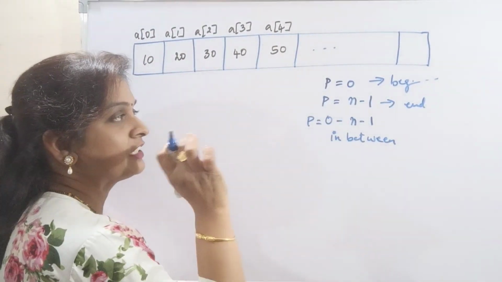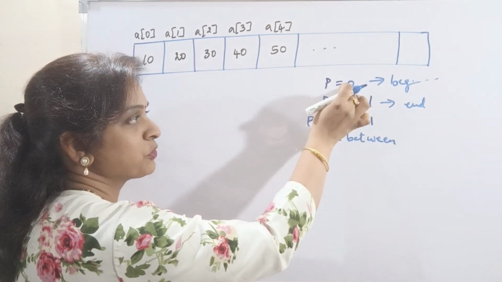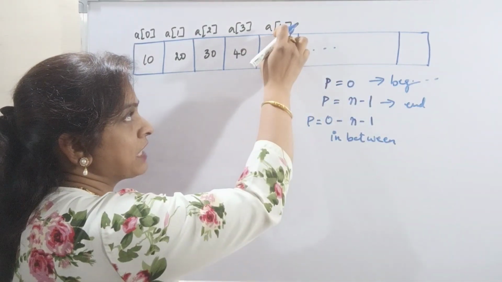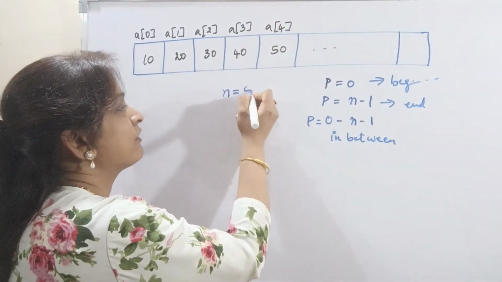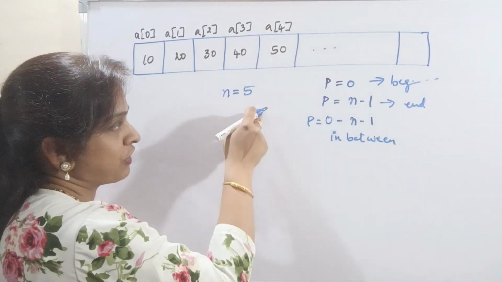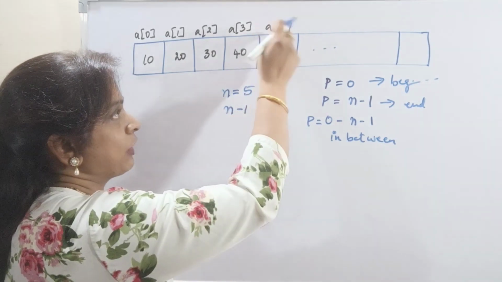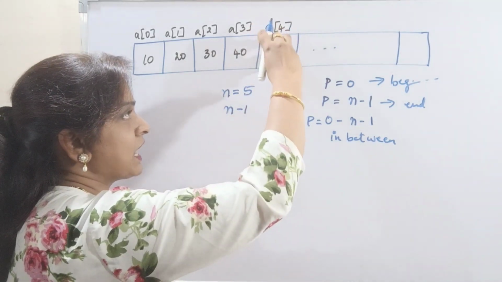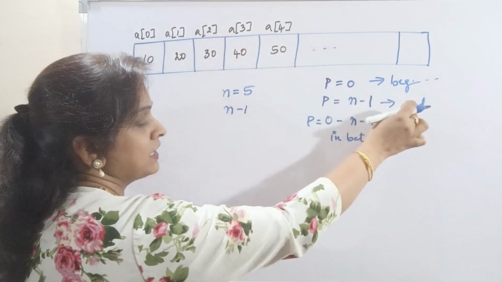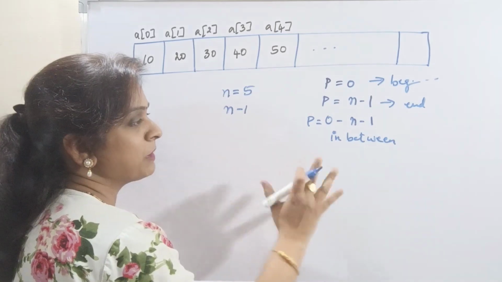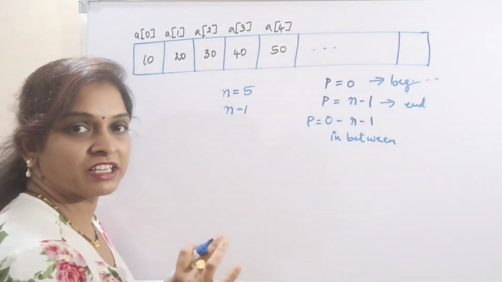If I want to delete the first element, the beginning element, the position is 0. Ending means, where will the last element be? It will be at n minus 1. Say for example, I have given the n value as 5. So the last element will be at n minus 1, so it will be in A of 4. So if I want to delete the last element, the ending, the position is n minus 1. Then if it is in between, it is from 0 to n minus 1.